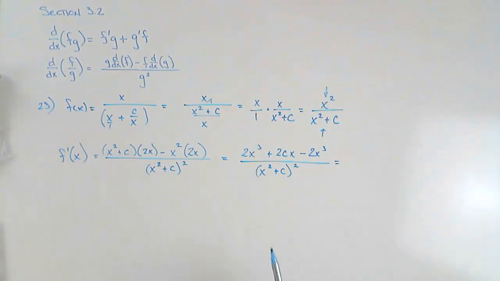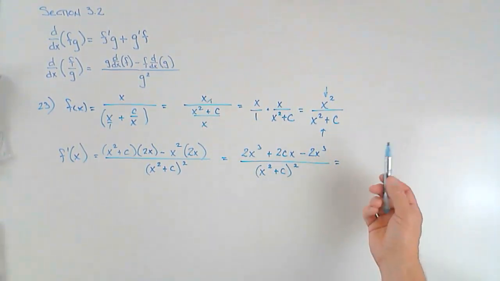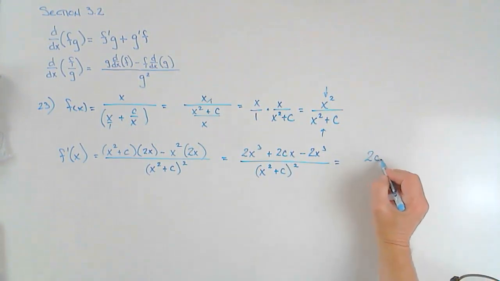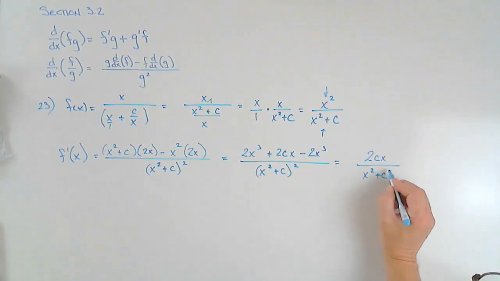Now, what is our numerator? Our numerator is 2x cubed minus 2x cubed. Those cancel. We get 2cx divided by x squared plus c squared.